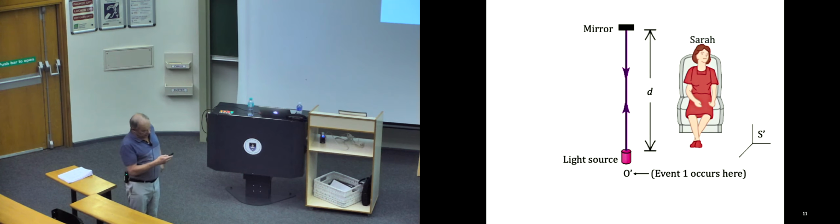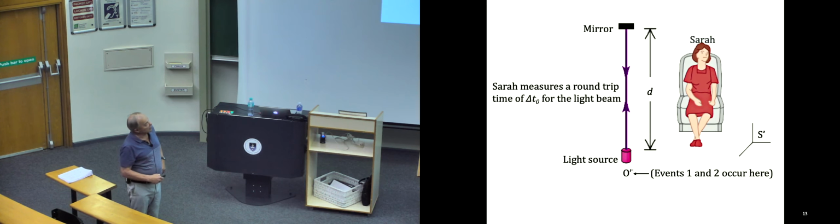Just to reiterate, the first event occurs here where Sarah turns on the light. But event 2 occurs at the same position because the light goes up and the light comes down. And this is what we mean by a light clock. Now, Sarah measures a round trip, which I've called delta T naught, for the light beam. That's the amount of time it takes to go up and down, and that is called proper time. Wherever you see delta T naught, or a tau sometimes, it means proper time.